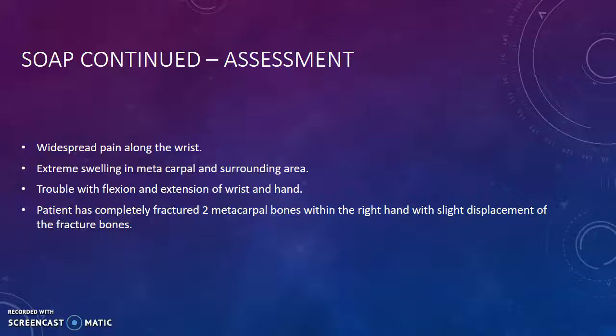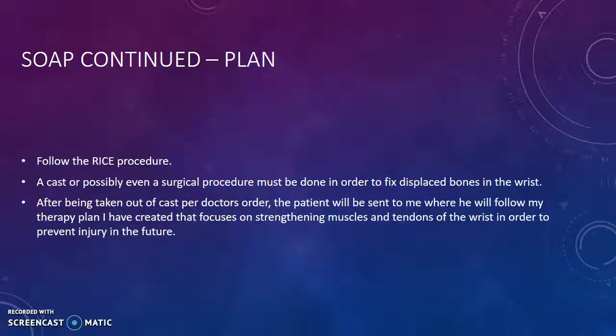And what I found was that he has completely fractured 2 of the metacarpal bones within the right hand with slight displacement of the fractured bones. This was of course confirmed by an x-ray that was given earlier by his doctor. And now to continue on with the plan that I would put him through after getting the cast removed.